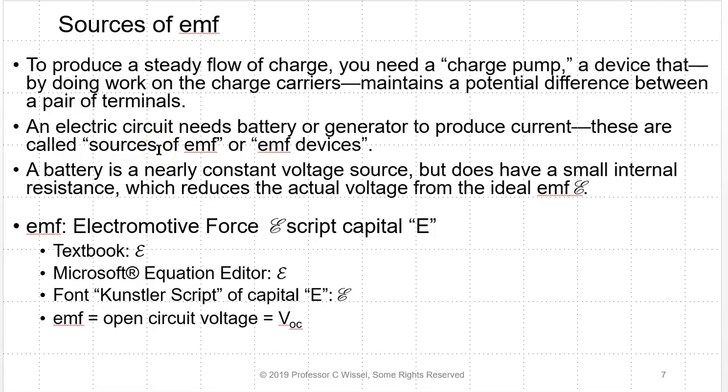An electric circuit needs a battery or generator to produce the current. These are called the sources of EMF, or EMF devices. A battery is a nearly constant voltage source, but it does have a small internal resistance, which reduces the actual voltage from the ideal EMF E.